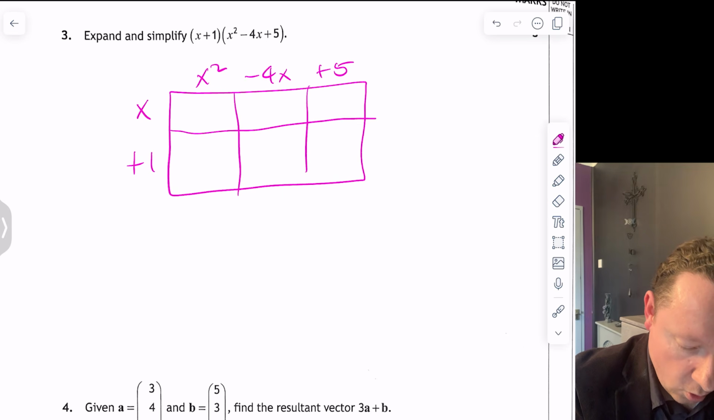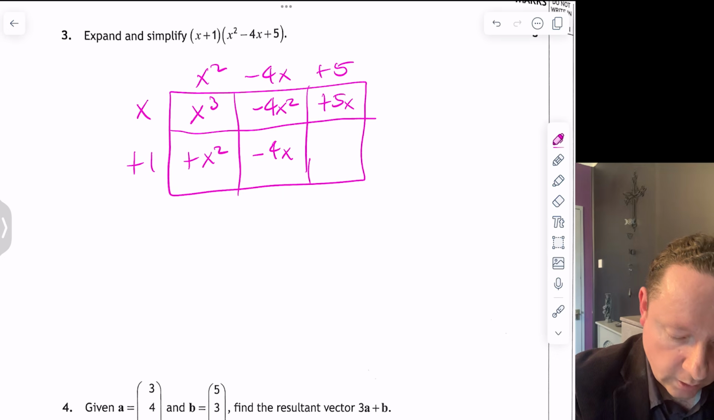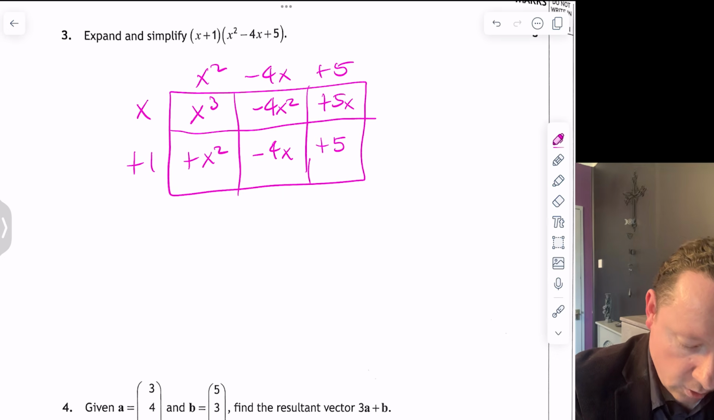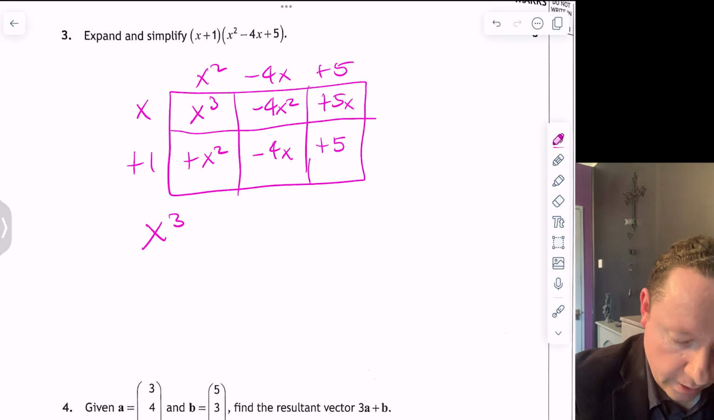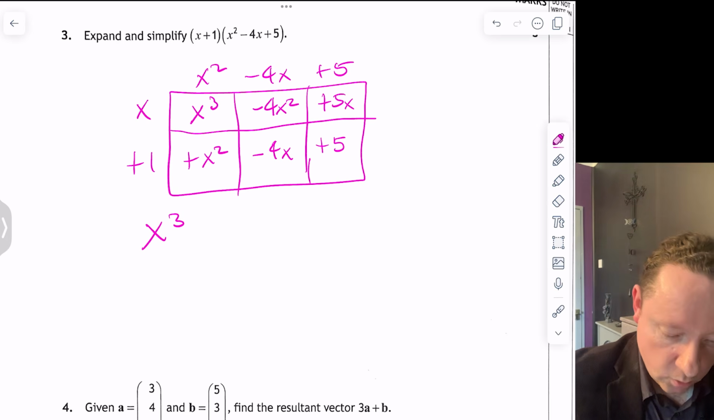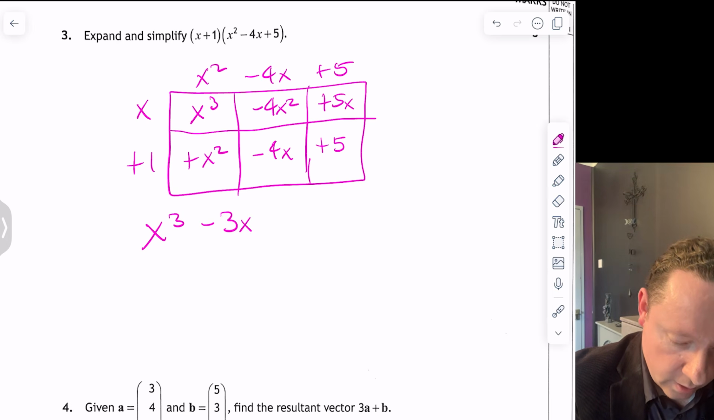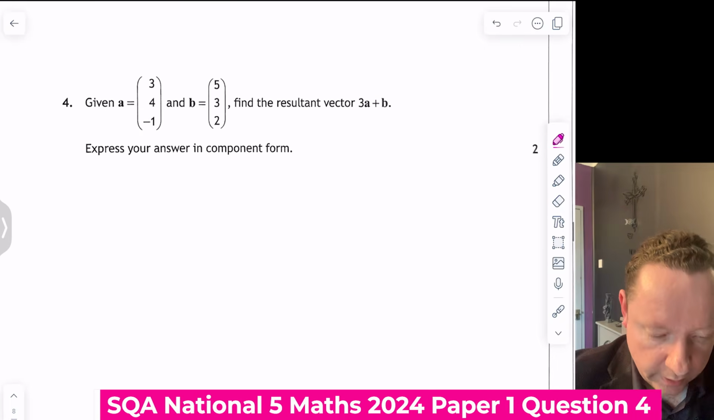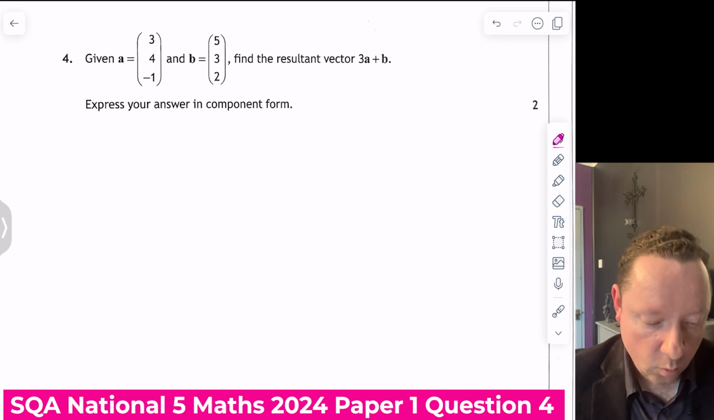And then we've got x times x is x cubed, x times minus 4x is minus 4x squared, x times 5 is 5x, 1 times x squared is just x squared. 1 times minus 4x is minus 4x, and 1 times 5 is plus 5. So I've got x cubed minus 4x squared plus an x squared is minus 3x squared. 5x minus 4x is 1x, and then a plus 5 on the end. And we're done there.